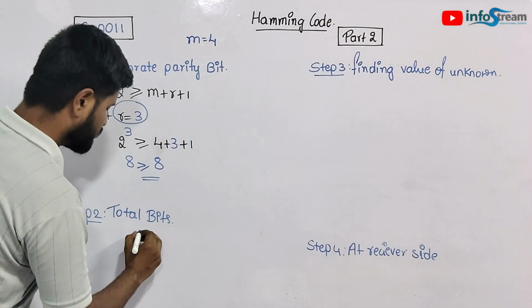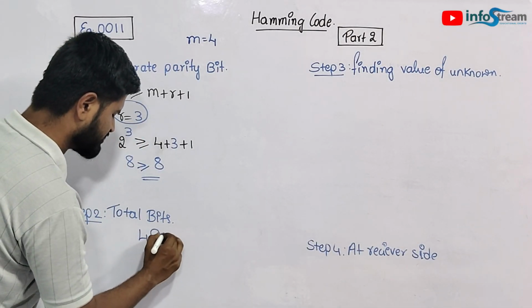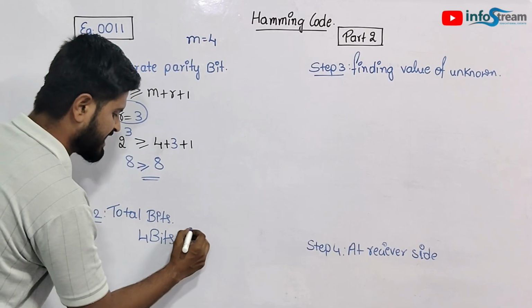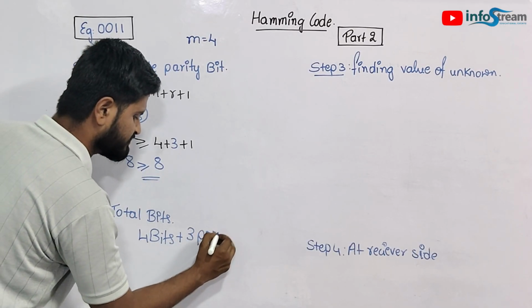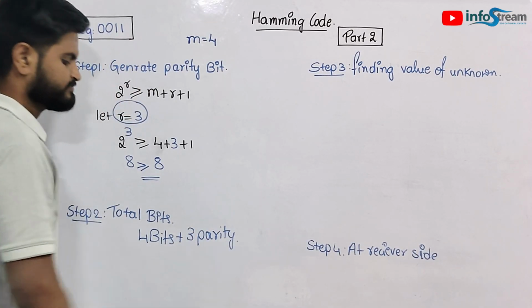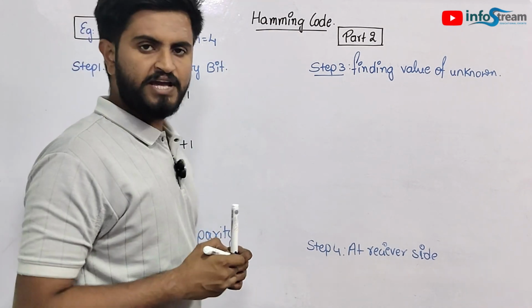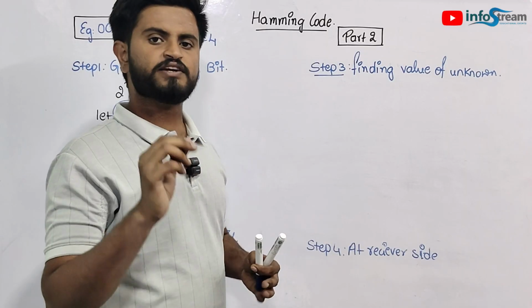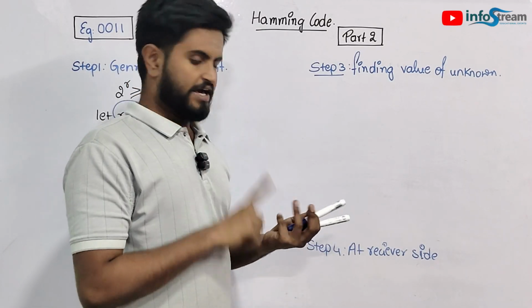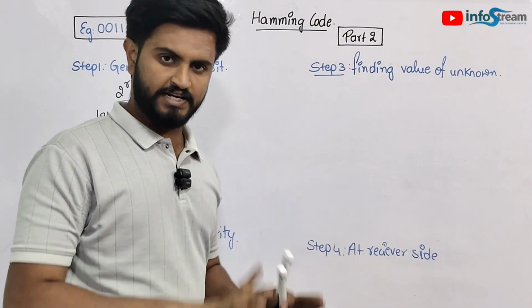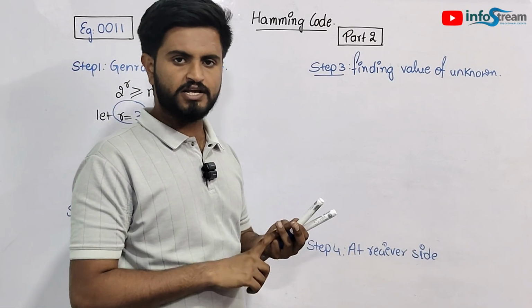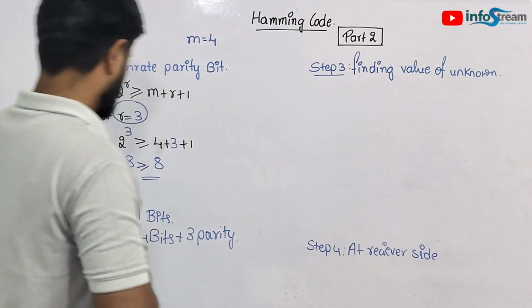So a total of 4 bits were given in the frame. With that we will be adding 3 parity bits to design the Hamming code. Now this Hamming code acts as dual, that is, it acts as both an error corrector and an error detector. So it does both detection and correction.